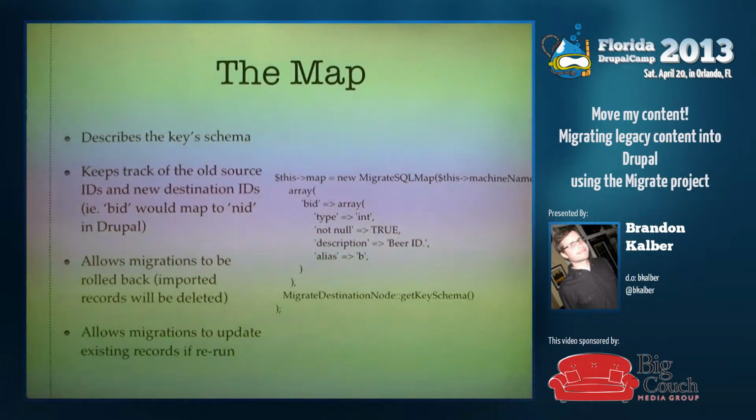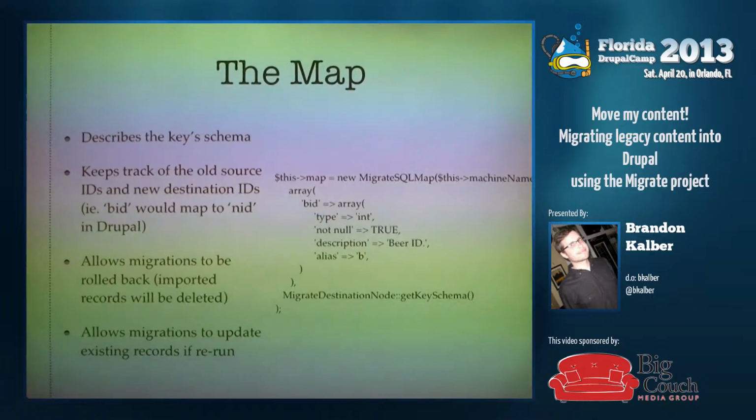The first parameter you pass in is the machine name. That's really going to be the name of the class that your Migrate is, except I think Migrate trims off the word migrate. So in this example, if it was called beer node migration, machine name would really be beer node. That's what it's going to use as the table name.